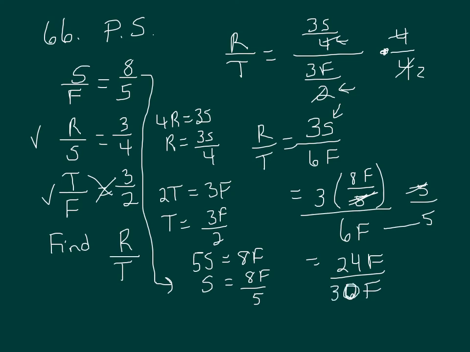The F's cancel, and you see 6 will go into both of those. 6 will go into 24 4 times. 6 will go into 30 5 times. So your answer is 4 to 5, which is E.